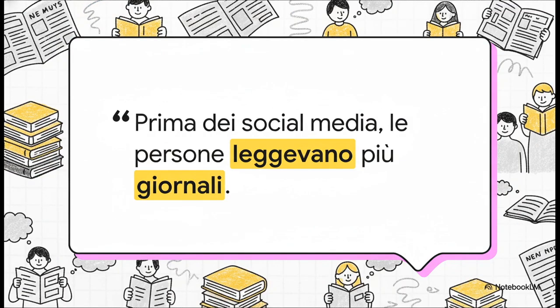The imperfecto is also fantastic for just setting the scene, painting the backdrop of the past. Here, leggevano describes what the world was like. It's not about one person doing one thing. It's about a collective habit before everything changed.